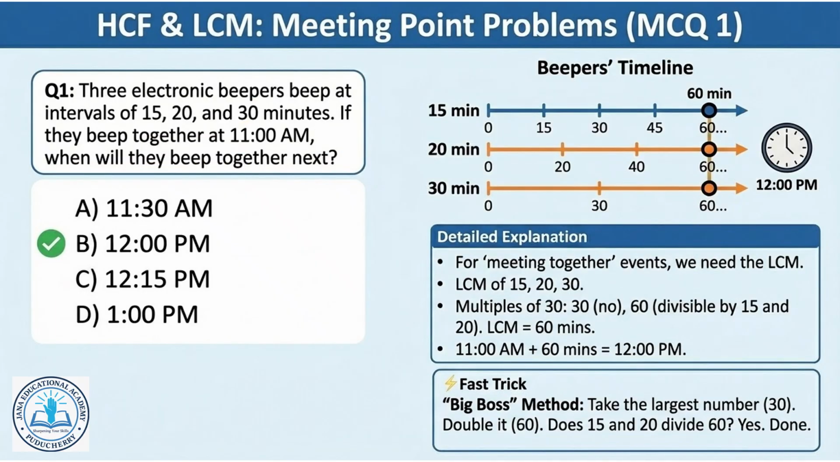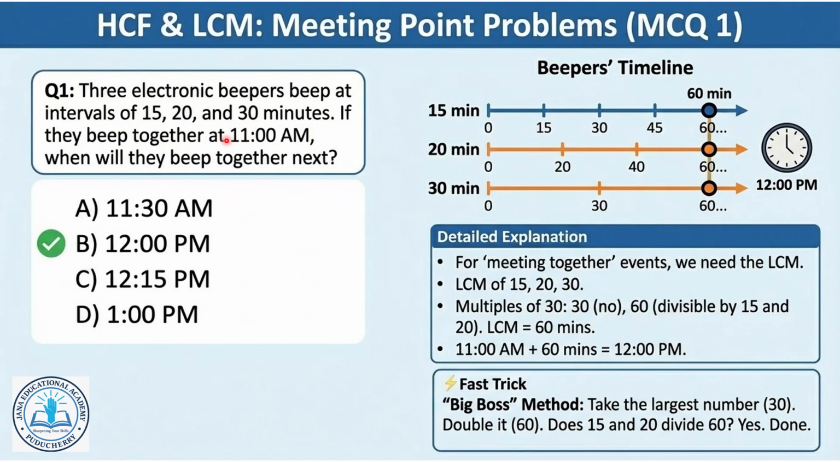Okay, now go to the next slide. The next problem, on HCF and LCM, lowest common multiple. Three electronic beepers beep at intervals of 15, 20, 30 minutes. If they beep together at 11 a.m., when will they beep together next? The question is very interesting. There are three beepers. One beeps every 15 minutes, another every 20 minutes, and another every 30 minutes.